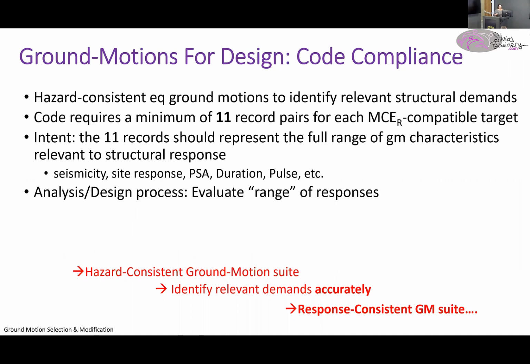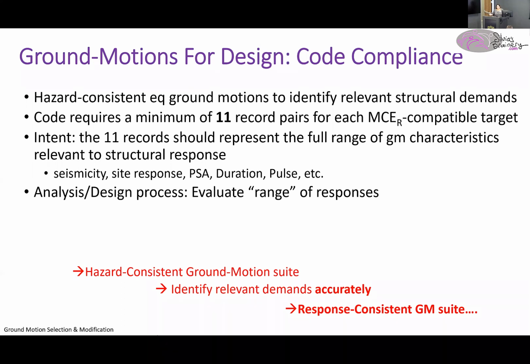Code compliance is important. I'm working on a few issue teams for the BSSC building code, ASCE 7. The LA Tall Building Code refers to ASCE 7 with some additional criteria, but the goal here is really code compliance in terms of minimum performance objectives. The minimum that we're required to do is that the code requires a minimum of 11 record pairs for each MCE sub R compatible target. And I will describe what that is, okay? But there's a minimum of 11 ground motions.